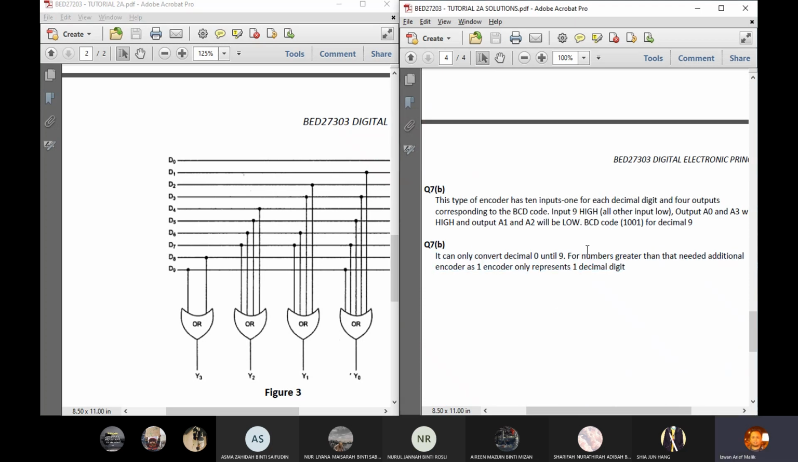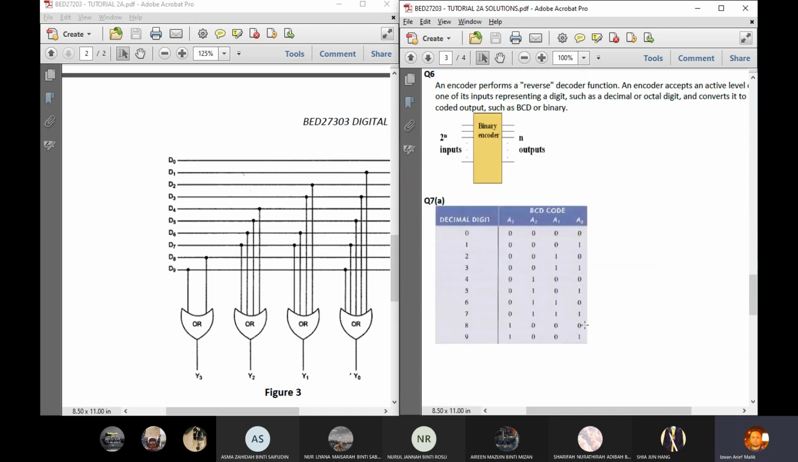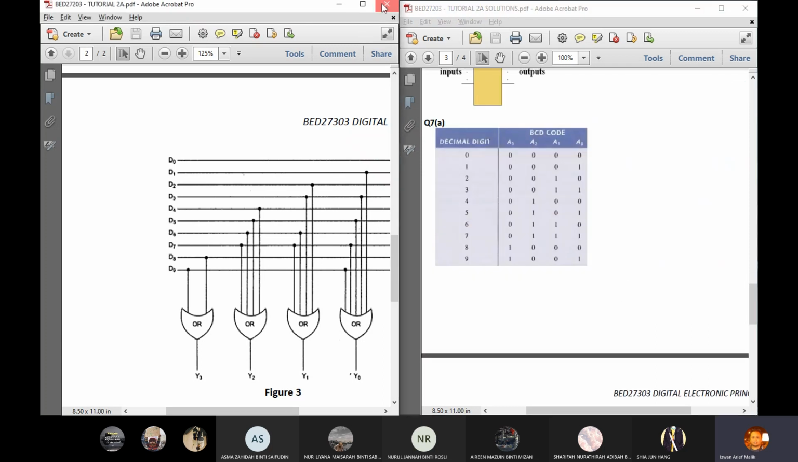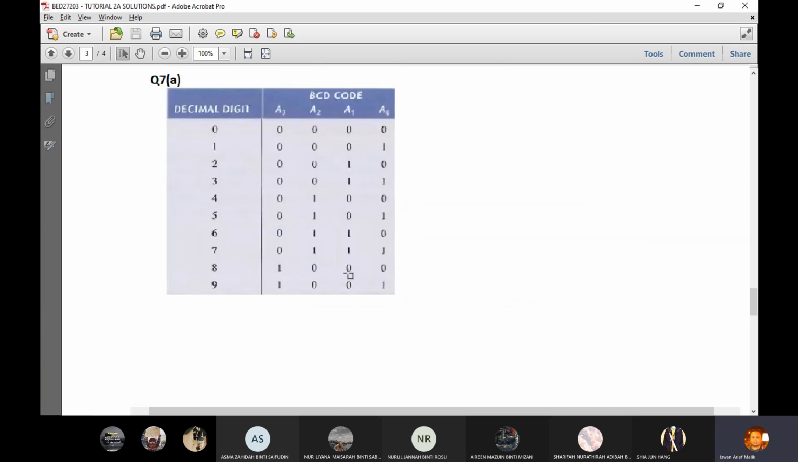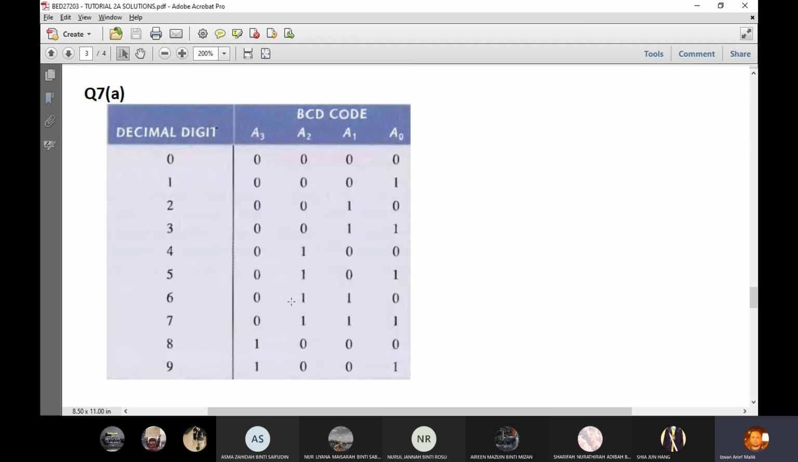Okay, for numbers which are greater than 9, needed additional encoder, as one encoder only represent one decimal digit. Okay, contoh, kita ambil contoh lah. Saya nak represent number 100. So if I want to represent now the number 100, what I need is, I needed 3 encoders. Okay, so saya perlukan 3 BCD encoder ni.